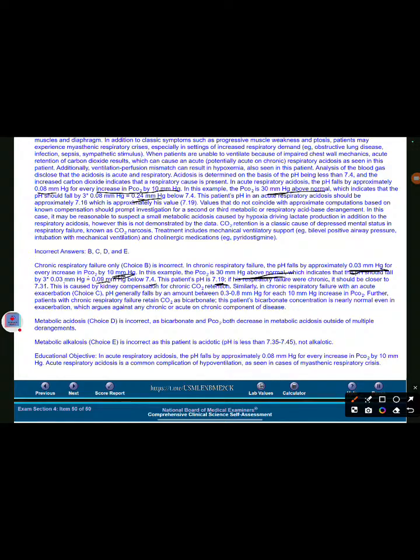The pH is 7.19. If his respiratory failure were chronic, then the pH should be 7.4 minus 0.09, which is 7.31. The actual pH should be 7.31, but here in this case it is 7.19, because it is not chronic. The pH is way lower than that.